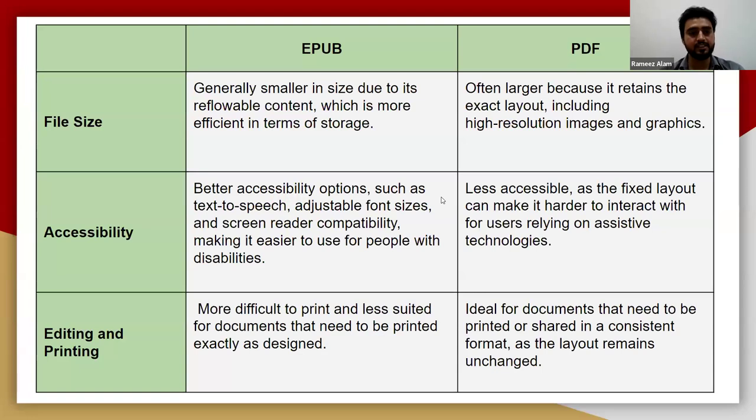So we are on accessibility. EPUB ebooks provide accessibility options such as text to speech, adjustable font sizes, and screen reader compatibility, making them easier to use for people with disabilities. While PDF is less accessible because of its fixed layout, it can be harder to interact with for users relying on assistive technologies.